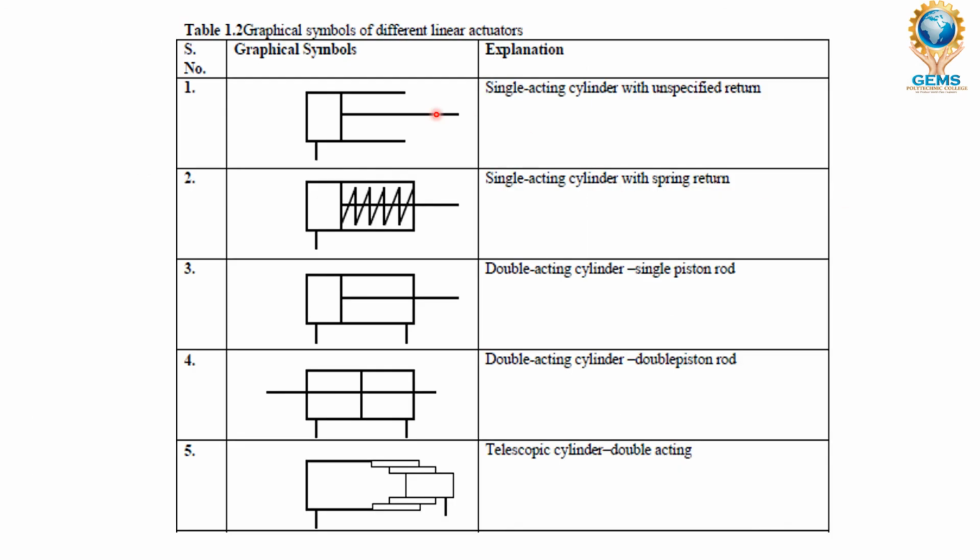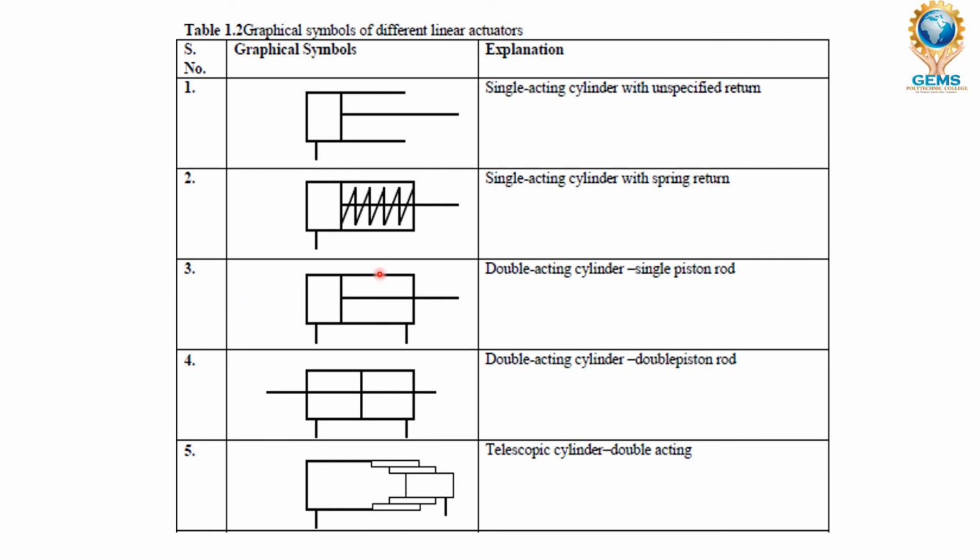These are some of the symbols used for hydraulic actuators. This is the symbol used for the single acting cylinder with unspecified return, and this is the single acting cylinder with spring return. Single acting means only one port is there for extension and retraction. Both the oil will come and go in this port itself.